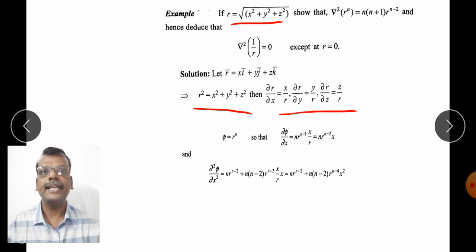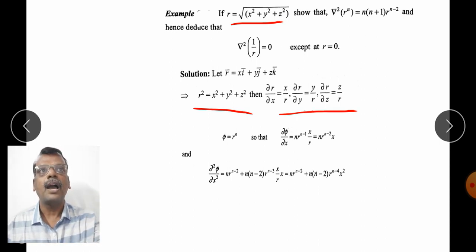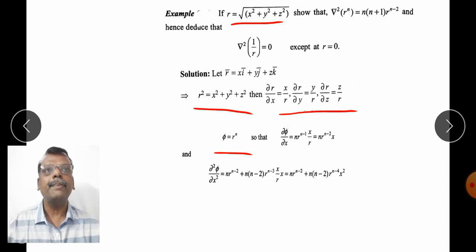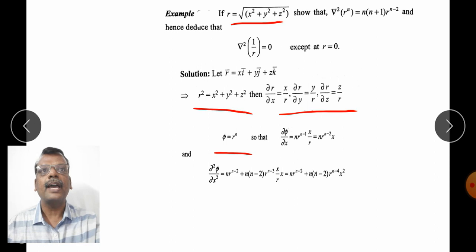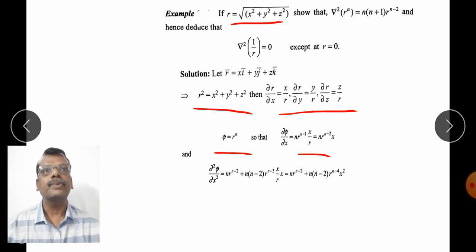Now let us take phi is equal to r power n. So dou phi by dou x is equal to, differentiating partially with respect to x, n into r power n minus 1 into dou r by dou x. Dou r by dou x value is equal to x by r. Therefore, we write n into r power n minus 1 into x by r, that is equal to n into r power n minus 2 into x.